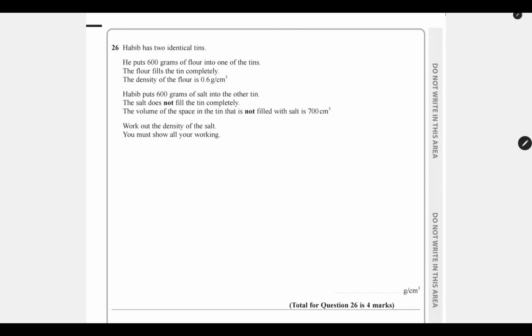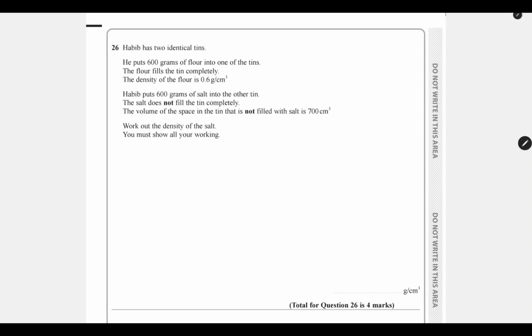Question 26 says, Habib has 2 identical tins. He puts 600 grams of flour into one of the tins. The flour fills the tin completely. The density of the flour is 0.6 grams per centimeters cubed. Habib puts 600 grams of salt into the other tin. The salt does not fill the tin completely. The volume of the space in the tin that is not filled with salt is 700 centimeters cubed. Work out the density of the salt. You must show all your working.